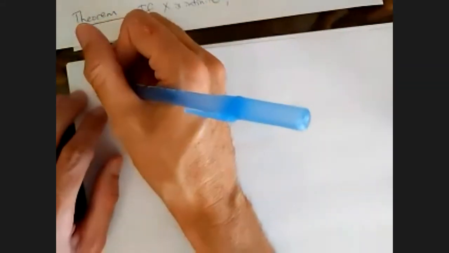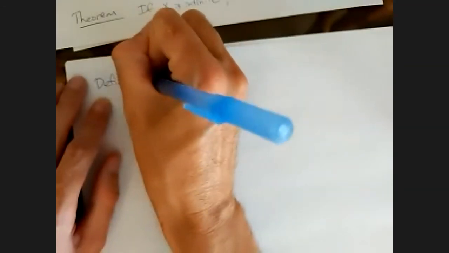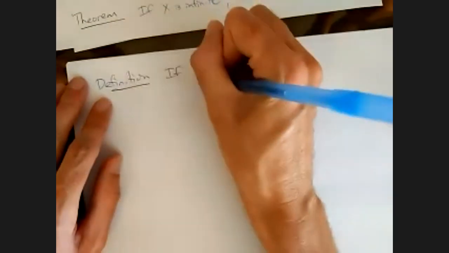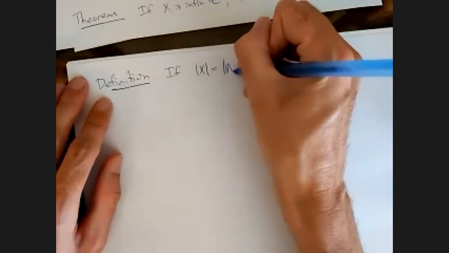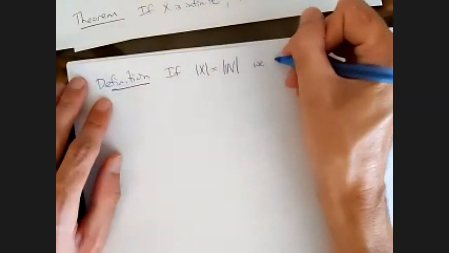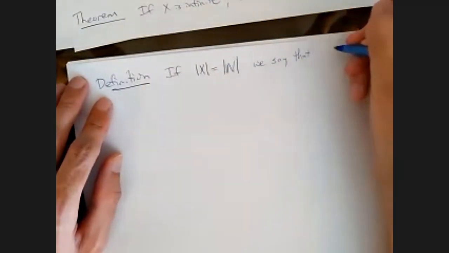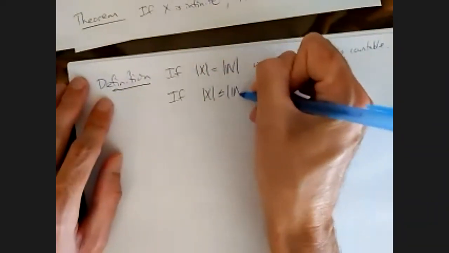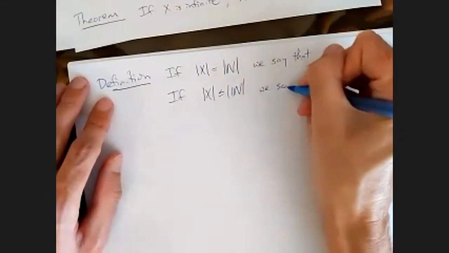So we have this kind of break between the natural numbers and the finite sets. Anything with the cardinality of the natural numbers, we call countable. So if the cardinality of X is the same as the cardinality of the natural numbers, we say that X is countable. And for finite or countable, we say X is at most countable.